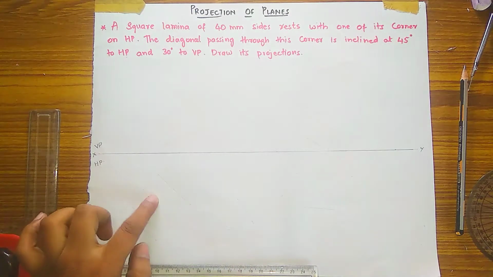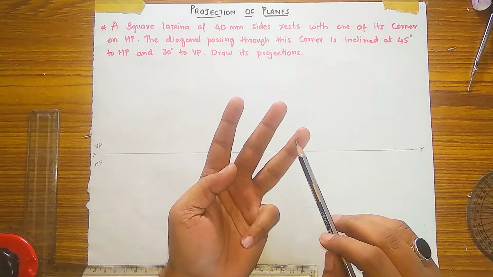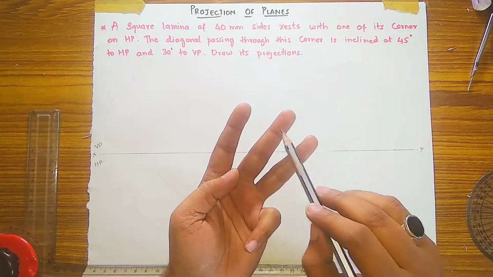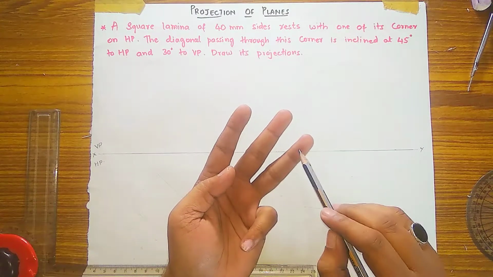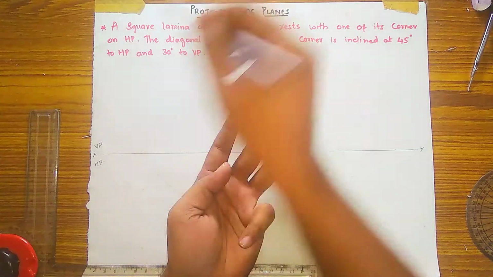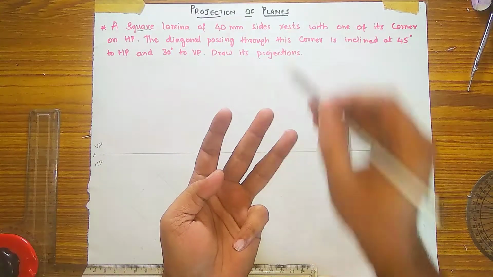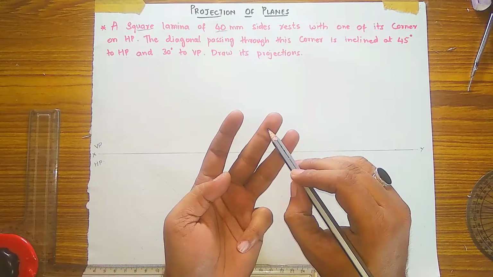You have to start here. Before starting, see three things from the question. First is the plane, its side, and on what it is resting. Which plane is it? A square. Now how much side is it? 40 mm. A square having 40 mm side.